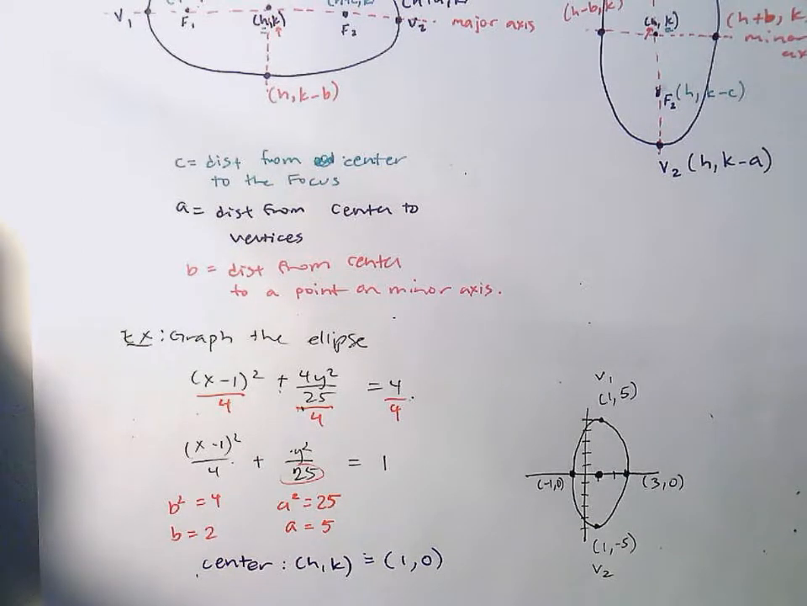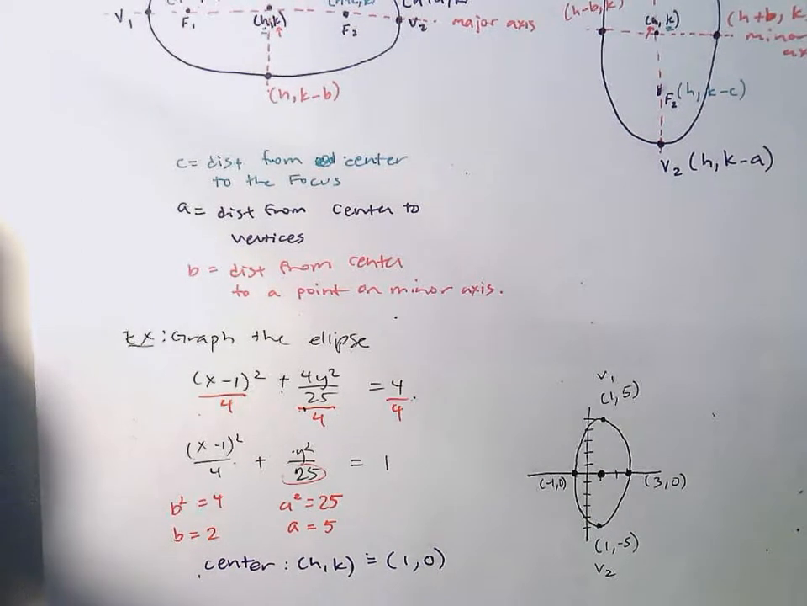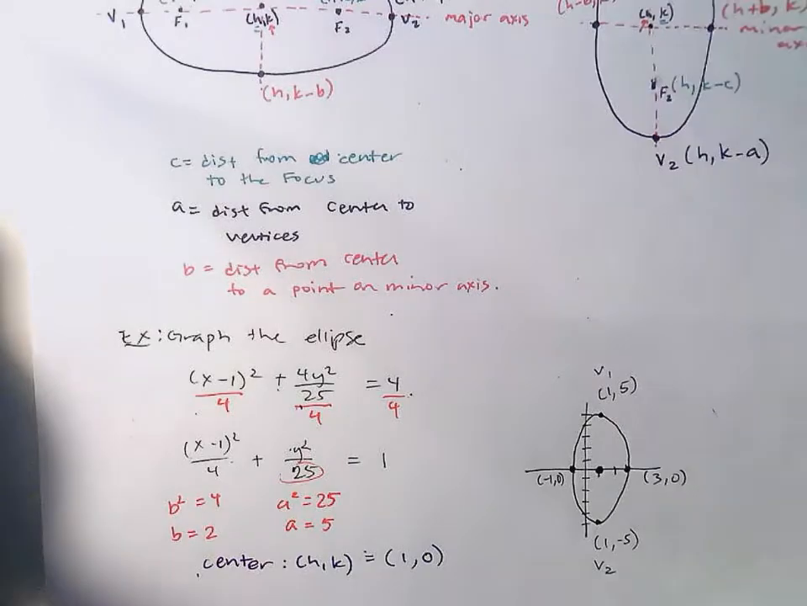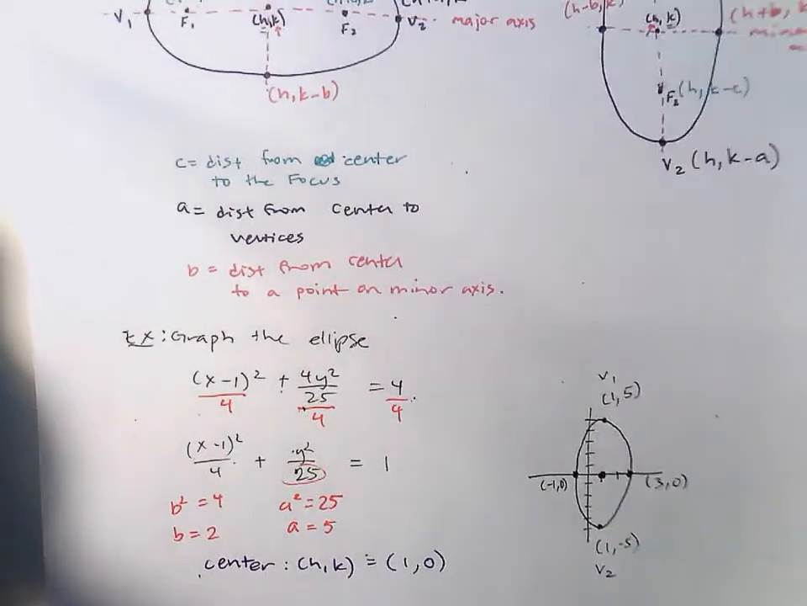So let's go ahead and do another example. This time what we're going to do is write the equation of the ellipse in standard form. So I'm going to give you the equation in general form. Basically, I'm going to give you the equation that's expanded, and then we're going to take that and write it in standard form.